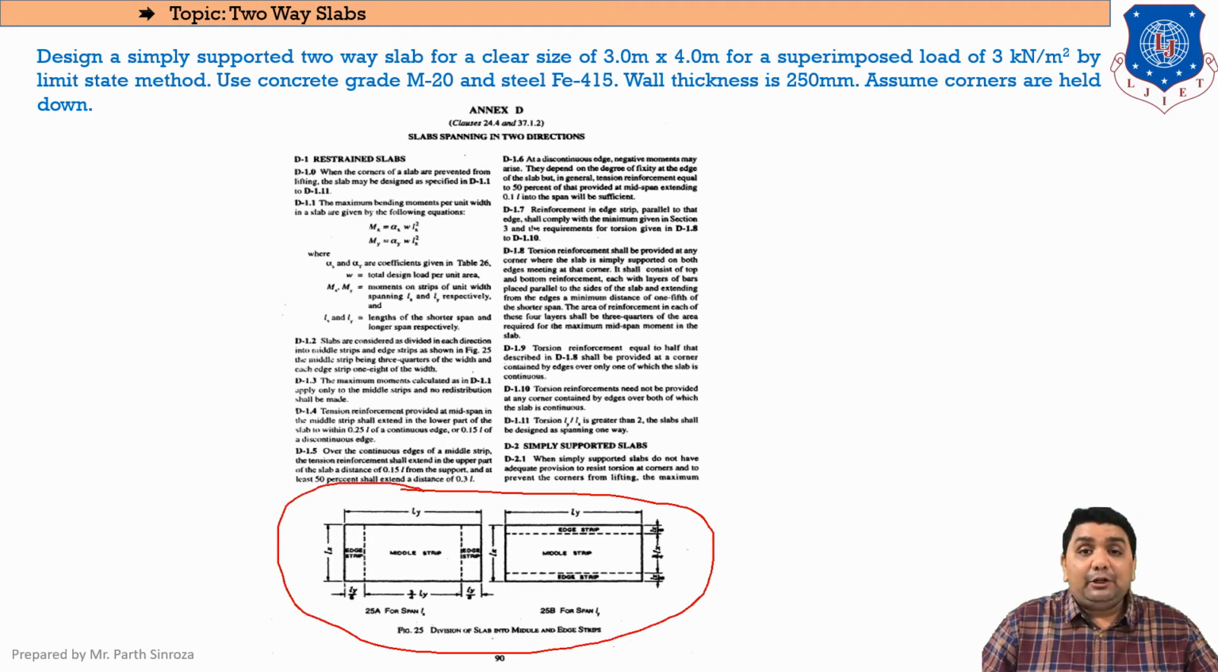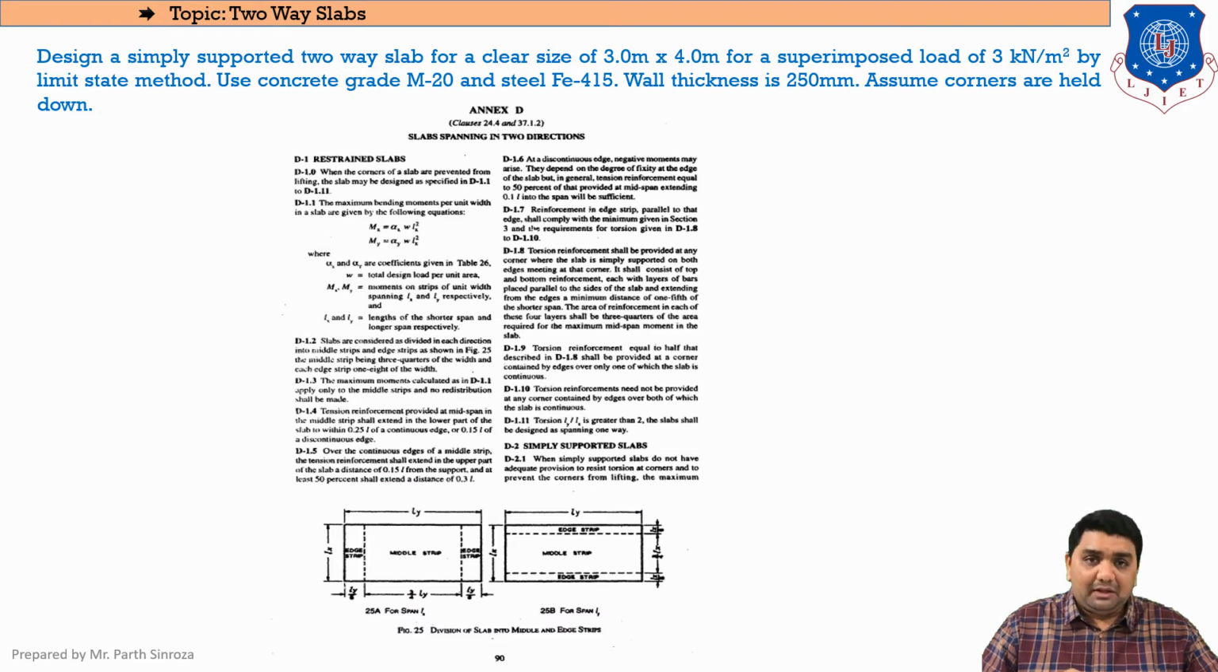This diagram is referring to two things. The first is shown for 25A, as you can see figure 25A is mentioned here, and it shows for span LX. Clear? For span LX this figure is given, and this figure is given for span LY. We'll go through this in detail in the next slides, but taking an overview, here you can see that our whole slab portion is divided into two parts. The first part is the middle strip, and the second part is the end strip or the edge strip.